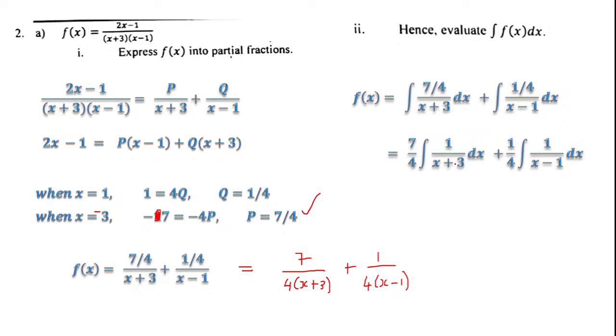Now, when you look at this type of integrals, to integrate this, if you differentiate this denominator x plus 3, you will have the numerator, right? So just take the ln of the absolute value of the denominator. The same here, if you differentiate x minus 1, you will have the numerator, which is 1. So equally take the ln of the absolute value of the denominator. So this will give us 7 on 4 ln absolute value of x plus 3 plus 1 on 4 ln absolute value of x minus 1 plus k.